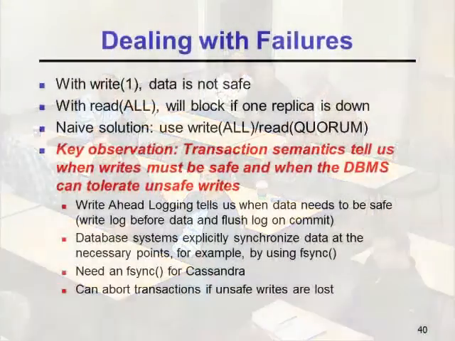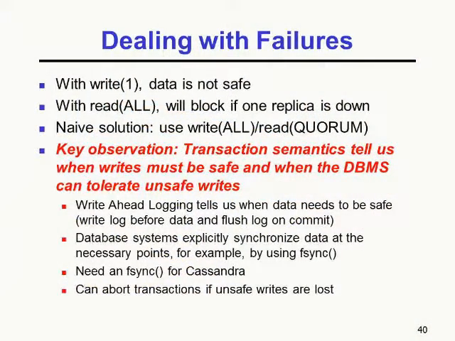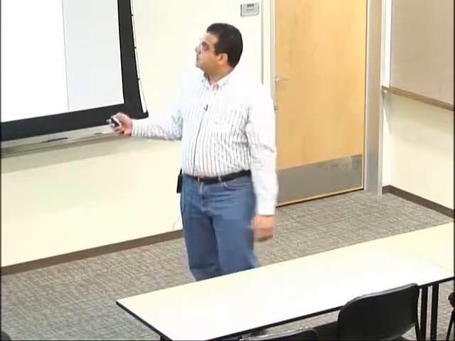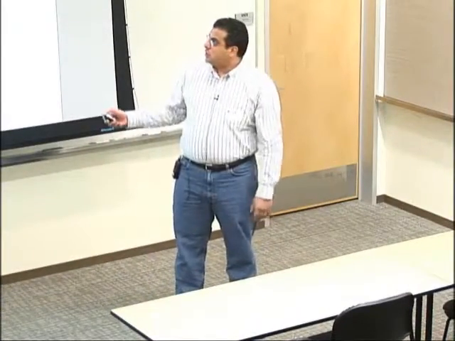So now we're able to use read one and write one for most of our requests, but our data is not safe. Write ones are not safe. And also, if I use read all, this will block if any replica is down. So how can we deal with failures? One naive solution would be to say I'm going to use write all and read quorum. And if a node is down, the write will block.